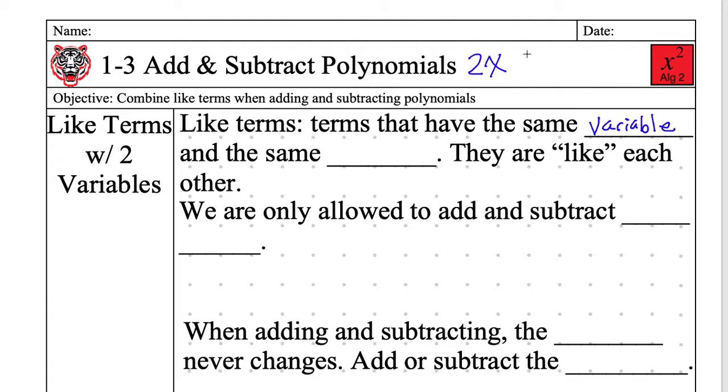So, 2x and 3x, I can add those even though they don't have the same power. Same power, there it is. Everyone write it down. The same variable and the same power. By the way, today's date is August 29th. Make sure you have your name and date written on your paper.